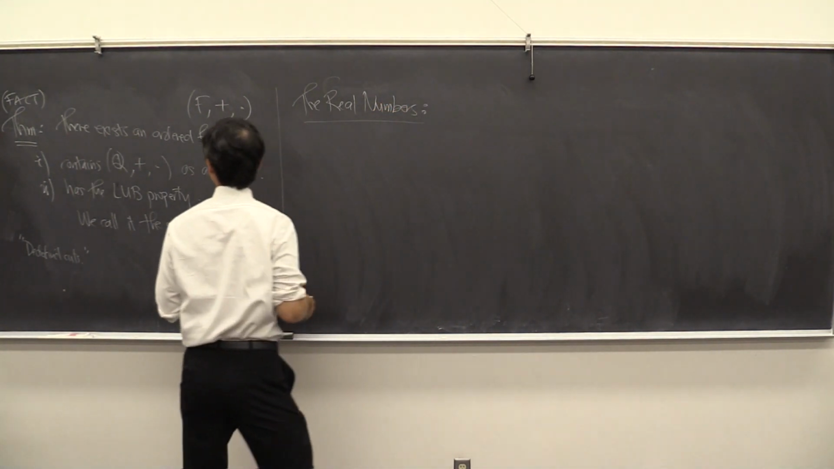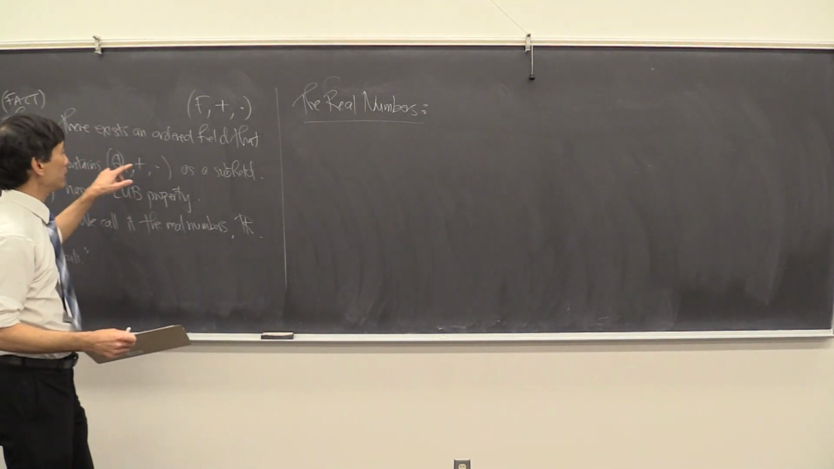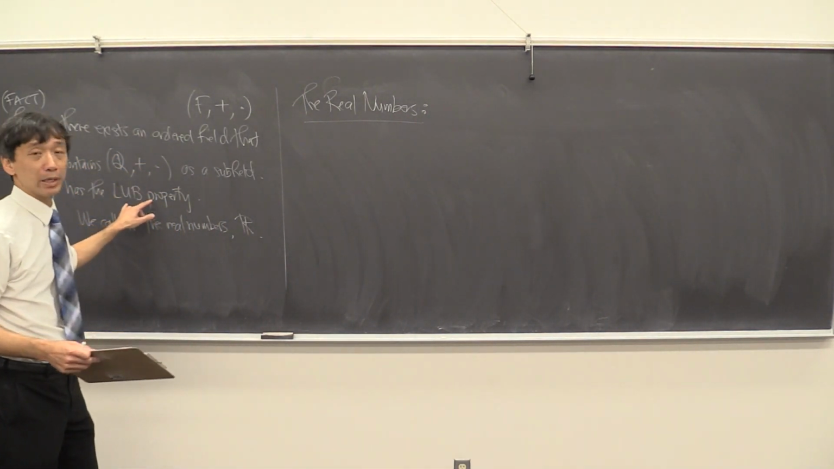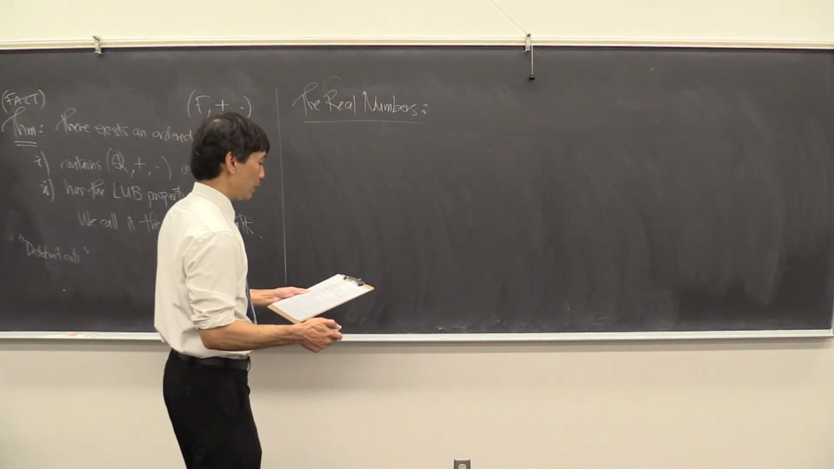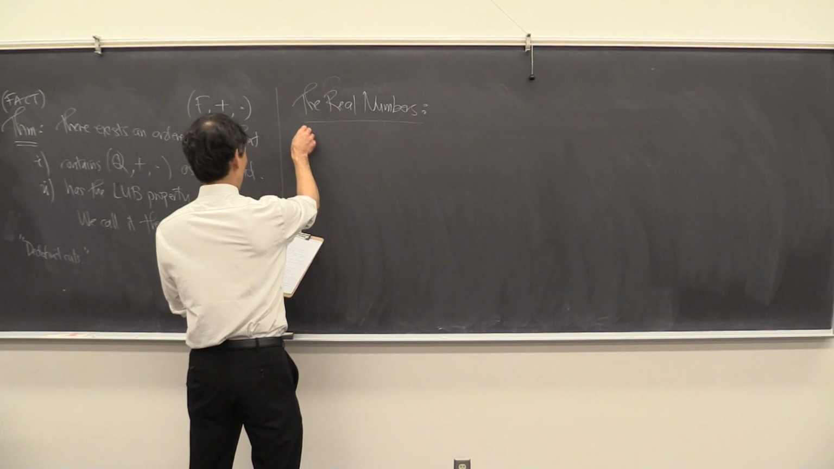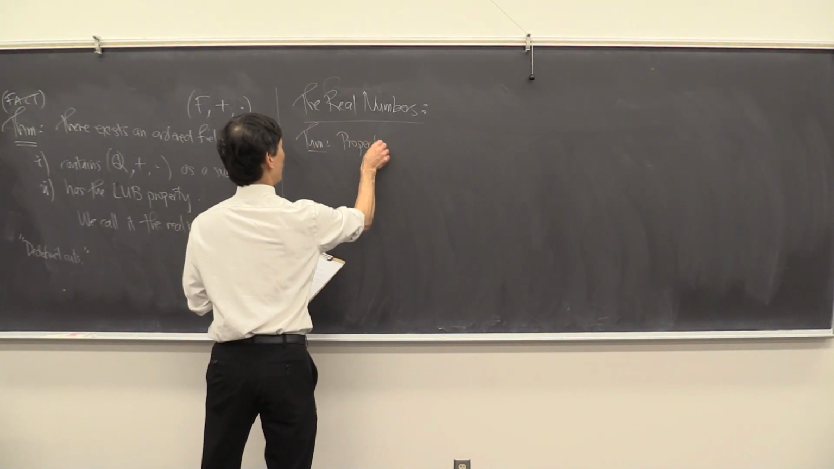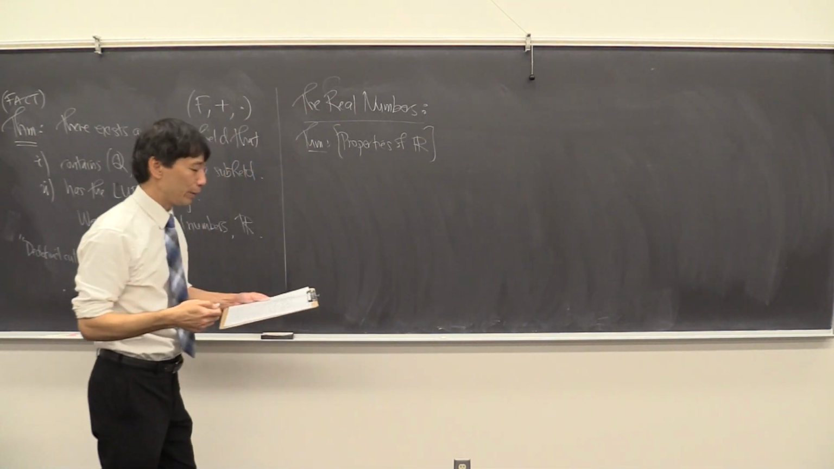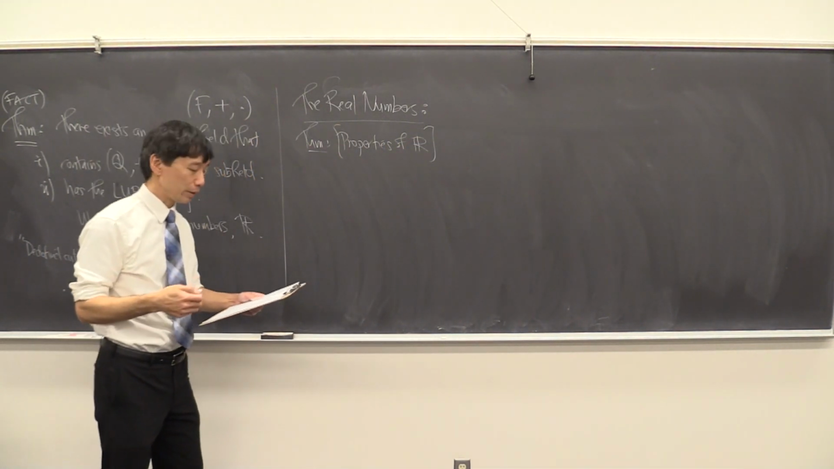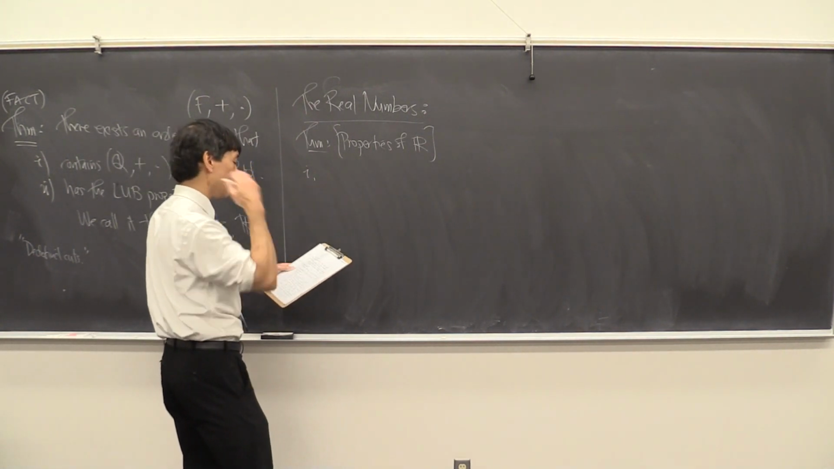So for us right now, the real numbers are an ordered field that contains the rational numbers as a subfield and also has the least upper bound property. We're going to first show some properties that you probably are familiar with. I don't know, maybe not. So here are some basic properties of the real numbers that we're going to prove.